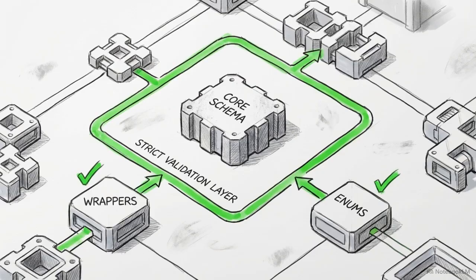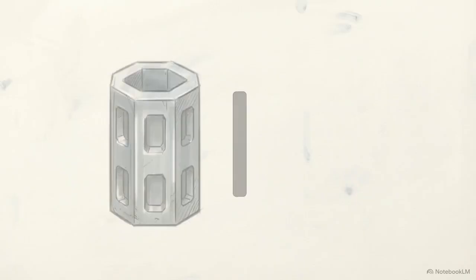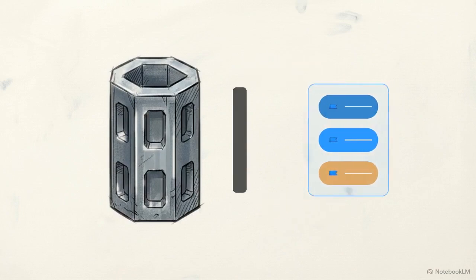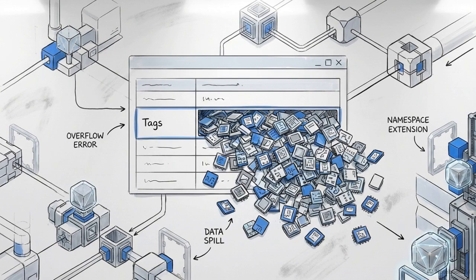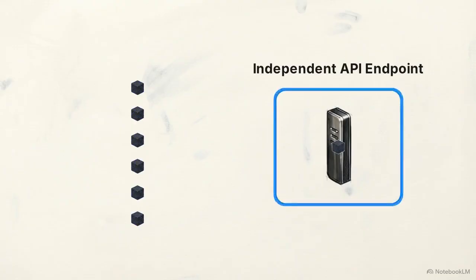By wrapping primitives to prevent null collisions and strictly defining enums with safe defaults, we protect the core schema against data drift and ambiguous mutation requests. Next, we add repeated fields to model bounded collections that belong entirely to the entity, like an internal list of specific tags or attributes. But we must enforce a strict boundary here. If a list can grow unbounded, or if the items inside it require their own independent life cycles, they demand their own distinct API endpoints rather than a repeated field.